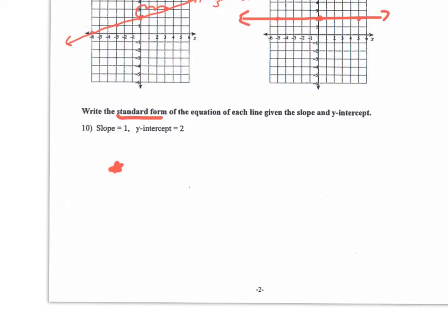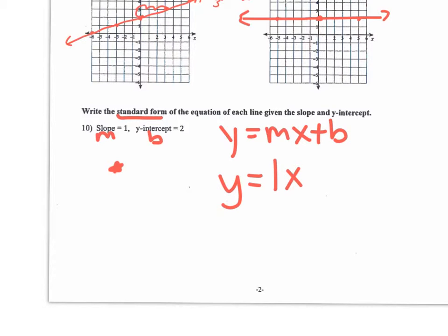So what I'm going to do is write slope-intercept form, which is y equals mx plus b. And then they give me the slope is 1, that's my m value, and my y-intercept is 2, which is my b value. So I'll write y equals 1x plus 2. So there's slope-intercept form. So if it had asked for slope-intercept form and not standard form, I'd be done.